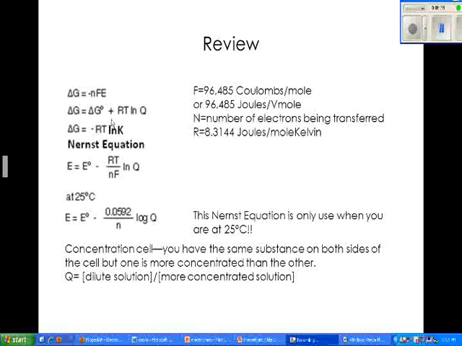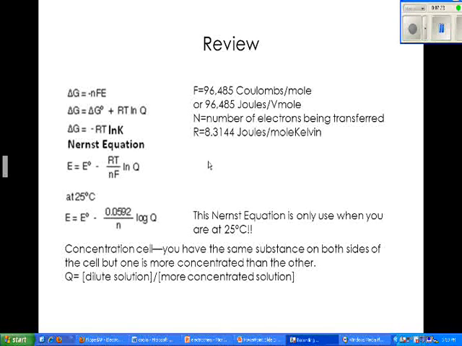Another equation is delta G equals delta G standard plus RT ln Q, and R is 8.3144 joules per mole Kelvin. Another equation is delta G equals negative RT ln K. And the Nernst equation is E equals the E standard minus RT over NF ln Q. And we have all the same variables and constants used as above.